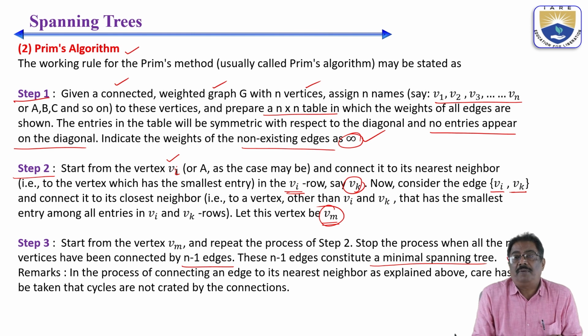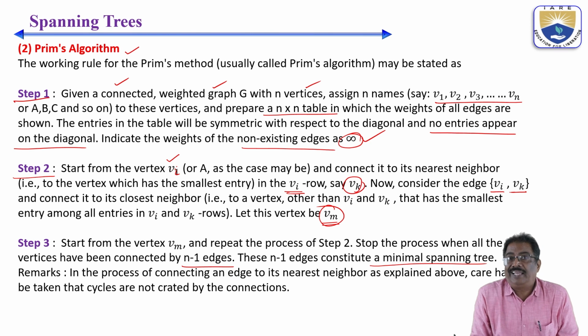The process continues till we have selected n minus 1 edges. While selecting them, see that no loop is formed. Then whenever you have selected n minus 1 edges, it is the corresponding minimal weighted spanning tree. So this is Prim's algorithm.